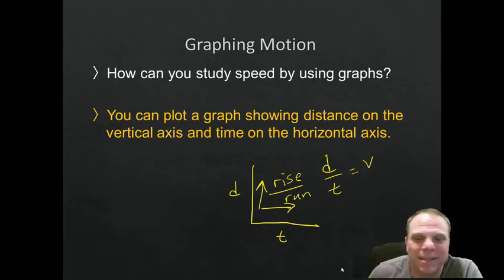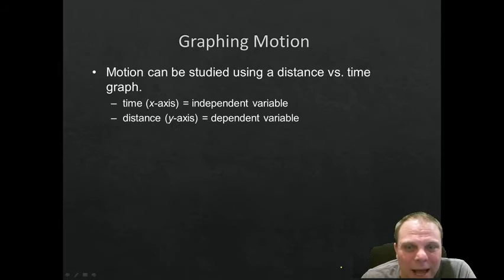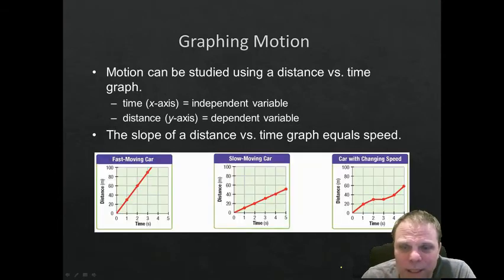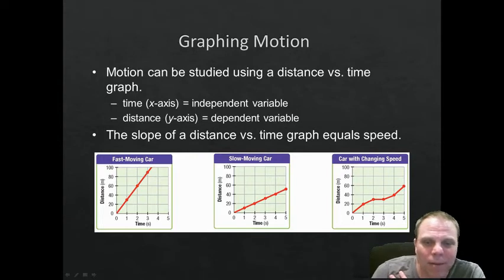It's so much fun to see this translate from the graph to real world and back and forth from the real world to the graph. Okay, so time is the independent variable. That's the x-axis. Distance is the dependent variable on the y-axis. And the slope is going to equal speed. Now let's look at these 3 graphs and let's just kind of talk about the motion that we might have here. You can see that a fast-moving car might have a steeper slope.